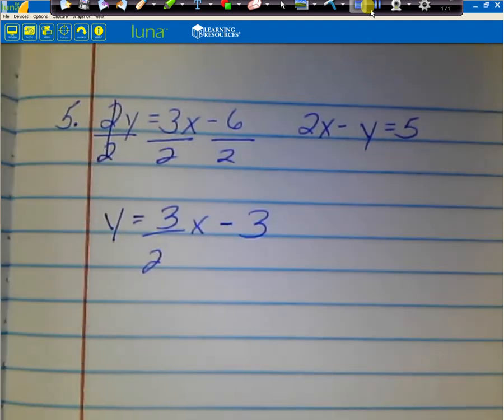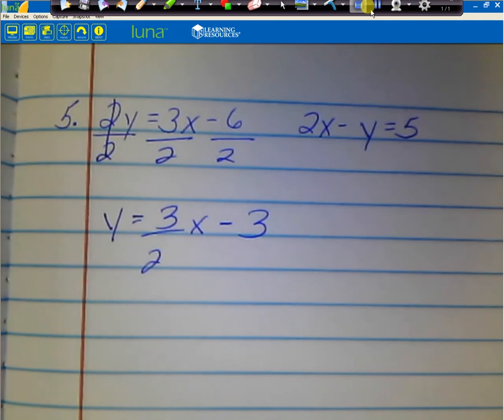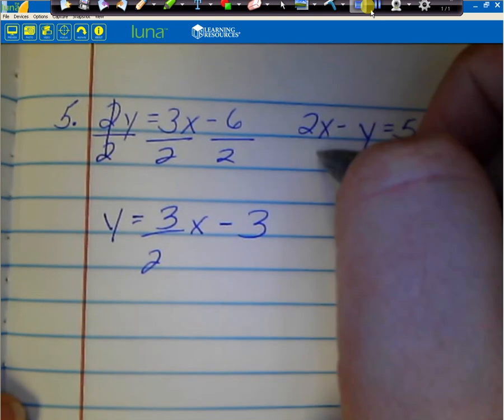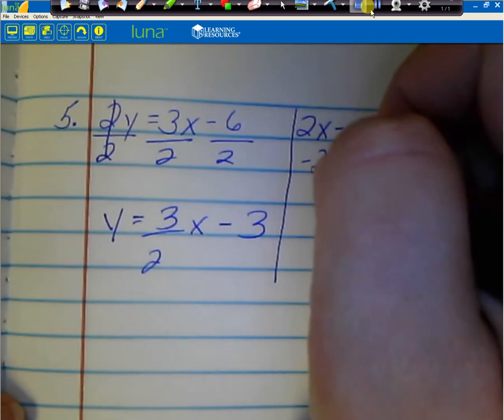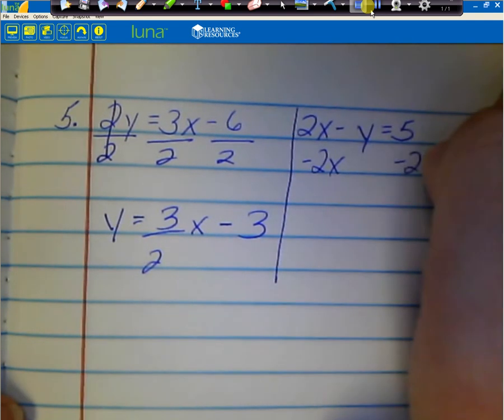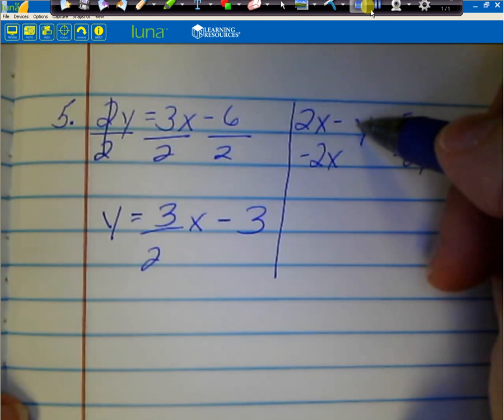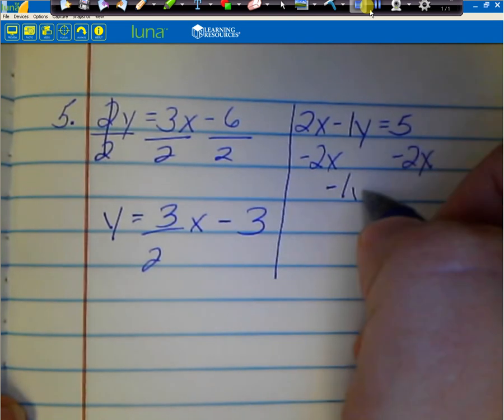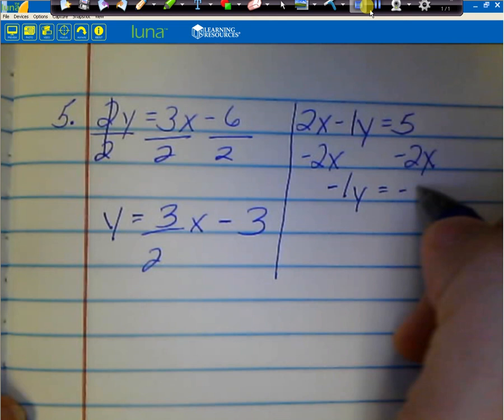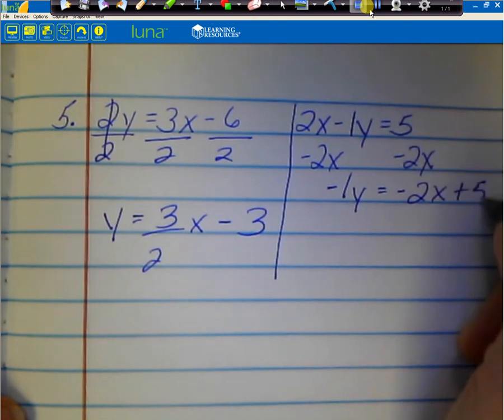And again, I'm going to leave that as 3 over 2 and not change that to a decimal because it's a slope. We need to know how much to rise and how much to run in a few minutes. This next one takes a little bit more work. We've got to subtract the 2x from both sides to get the y by itself. I'm going to put a 1 in front of this y right here so that I remember to bring it down as a negative 1y. And that equals negative 2x plus 5.